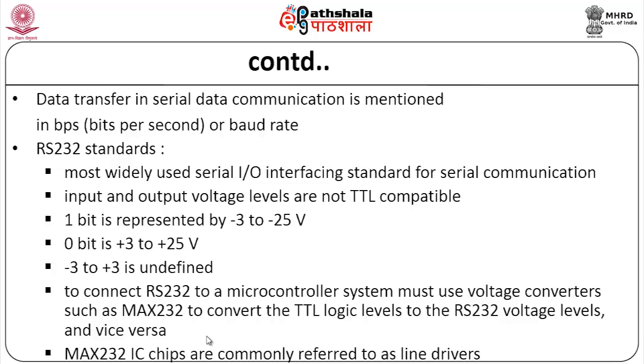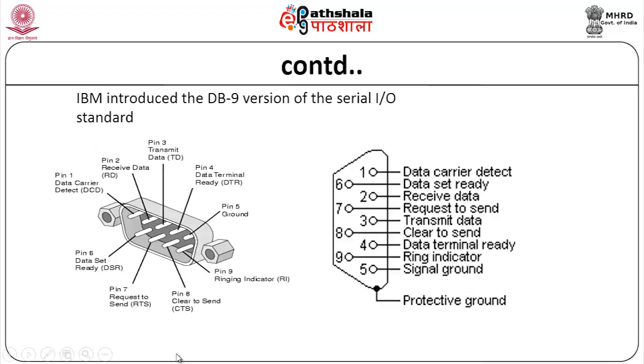for converting RS-232 levels to TTL level support. IBM has given this DB9 version of the serial I/O standard, where we have 9 pins. The first pin is data carrier detect, the second pin is receive data, the third pin is transmit data, the fourth pin is data terminal ready, the fifth is signal ground, the sixth is data set ready, the seventh is request to send, the eighth is clear to send, and the ninth is the ring indicator.